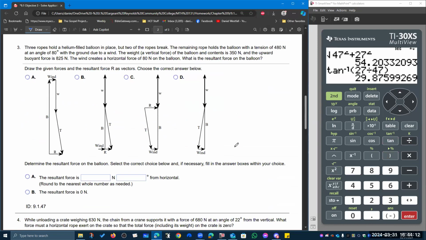Three ropes held a helium balloon in place, but two of the ropes break. The remaining rope holds the balloon with a tension of 480 newtons at an angle of 80 degrees with the ground due to a wind. The weight, a vertical force in the downward direction of the balloon and its contents, is 350 newtons, and the upward buoyant force is 825 newtons. So those are in the same plane.